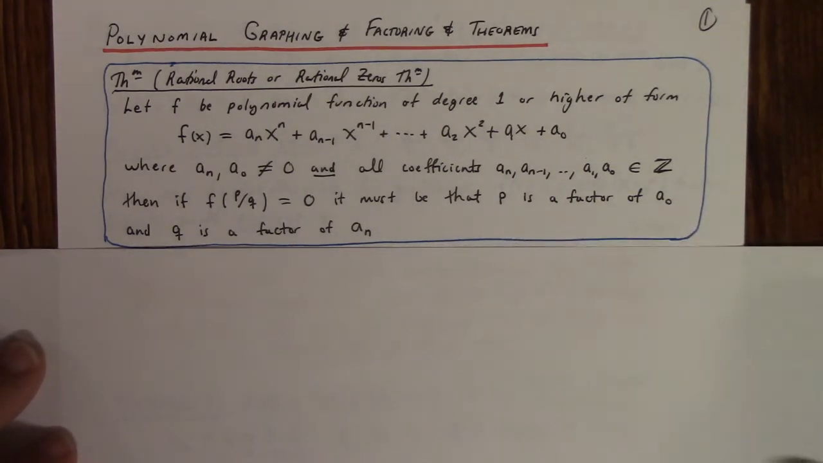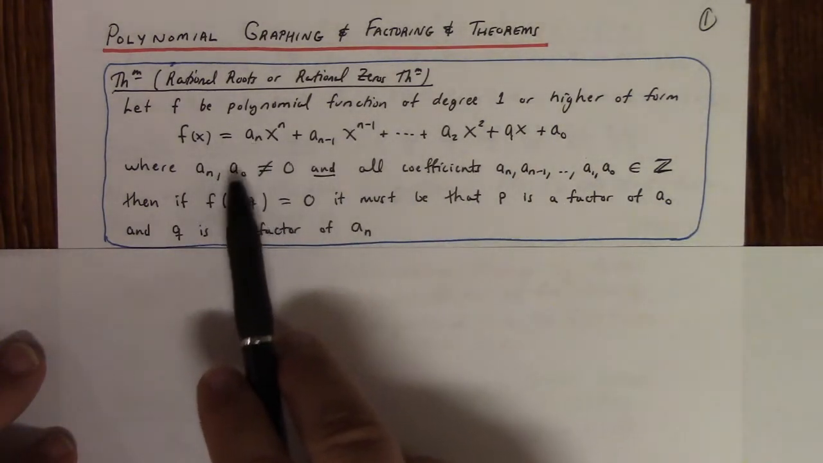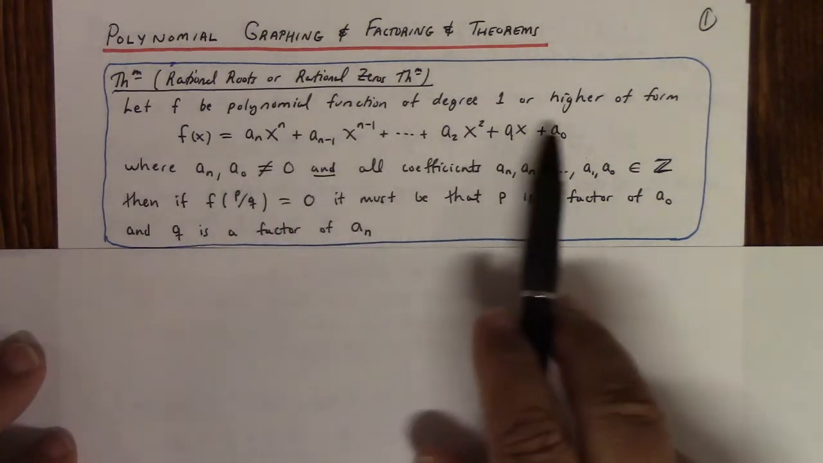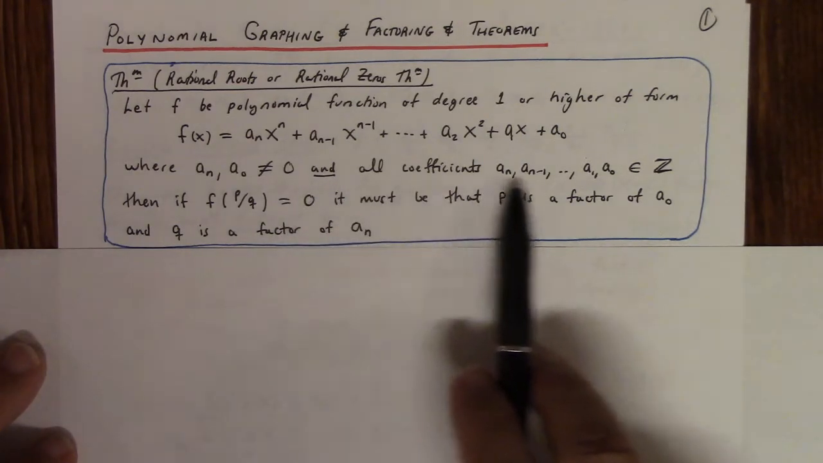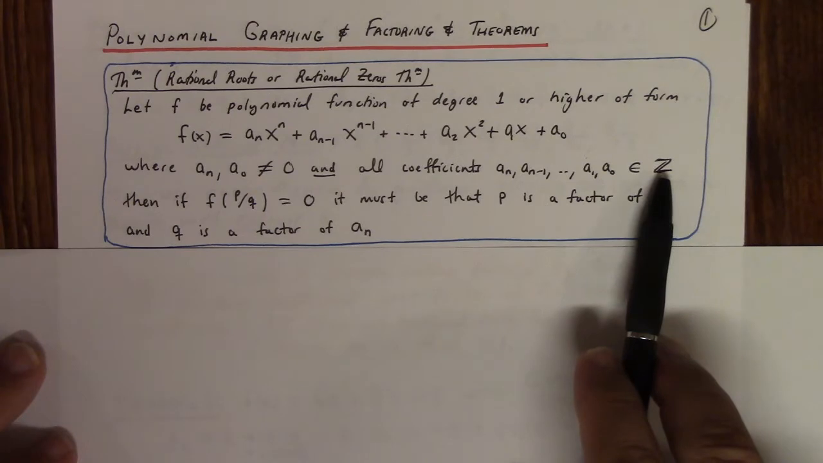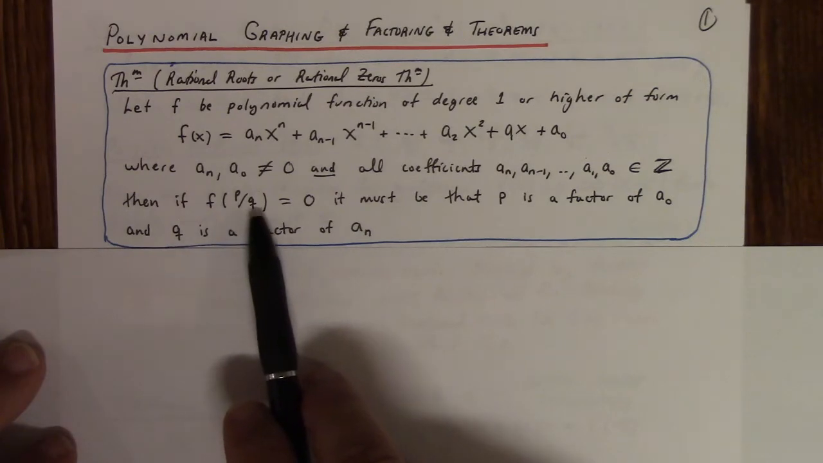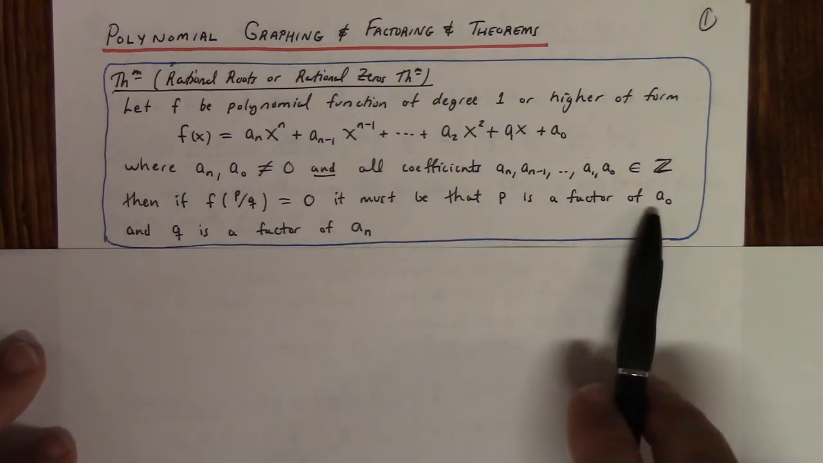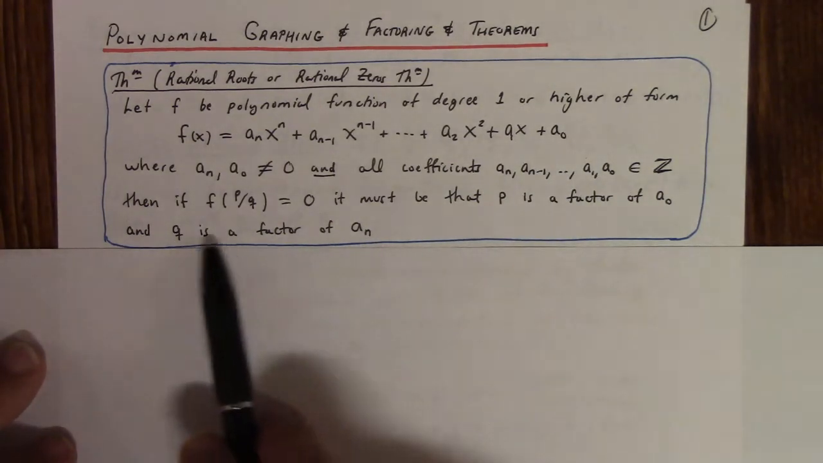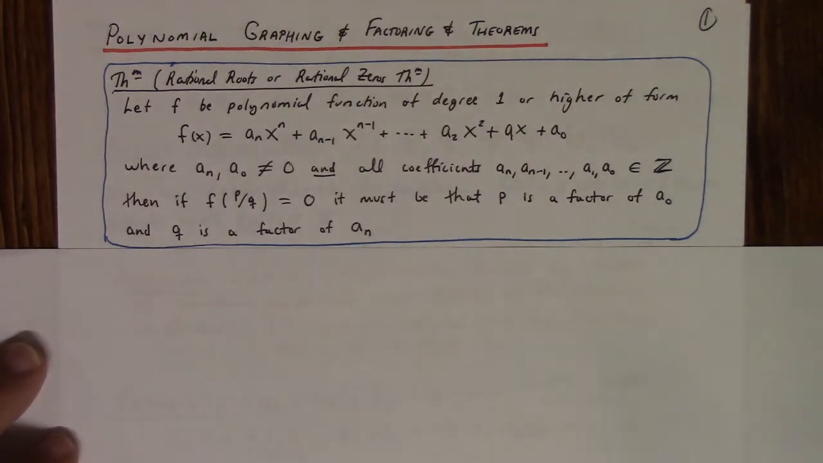Let f be a polynomial function, degree 1 or higher, in the usual standard form, where a sub n and a sub 0 are both non-zero, so the constant coefficient and the leading coefficient are both non-zero. And all the coefficients are integers, meaning things like plus or minus 1, plus or minus 2, or 0. Then if a rational number p over q is a zero, if f of p over q is equal to 0, then p must be a factor of the constant coefficient, and q must be a factor of the leading coefficient. This is the rational zeros theorem.